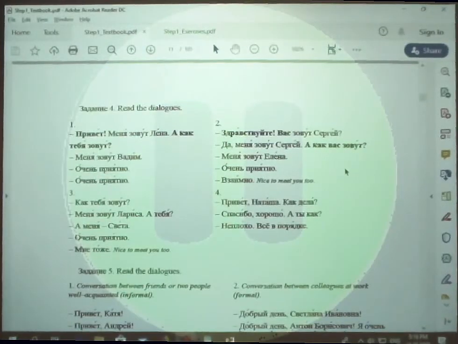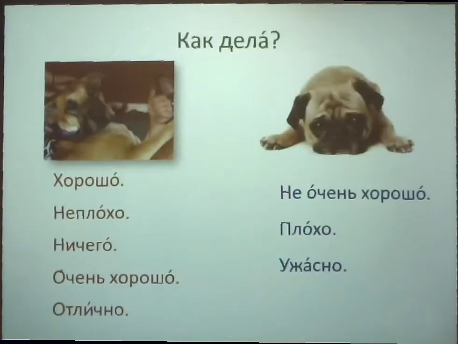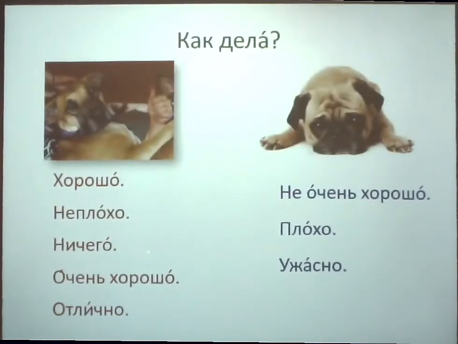And now in pairs or in groups, please ask and answer. Как дела? And then answer using different expressions. All these words end with letter O that is pronounced like A when it's unstressed, and all these words are adverbs. You can also use these words when you say this is good or this is bad, this is wonderful, and so on. Это хорошо, это неплохо, это ничего, это очень хорошо, это отлично. Это не очень хорошо, это плохо, это ужасно.